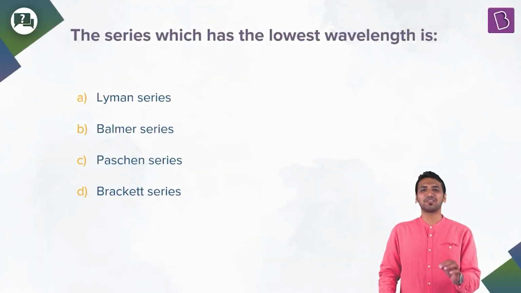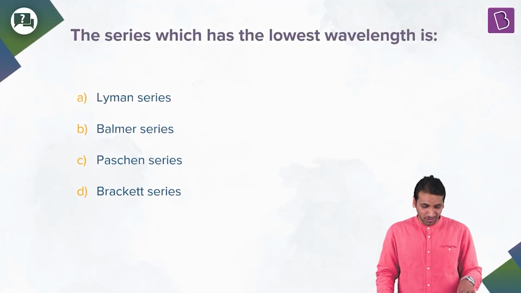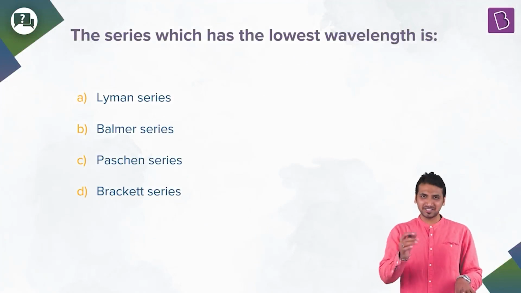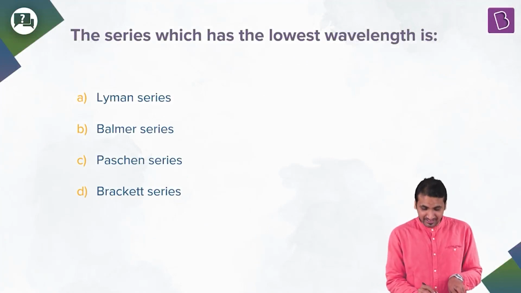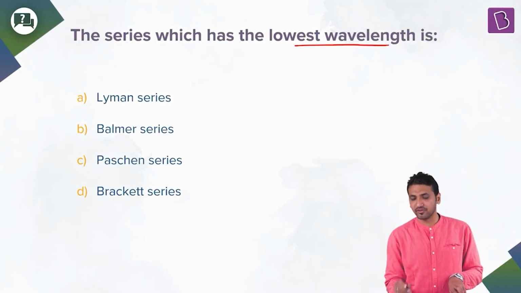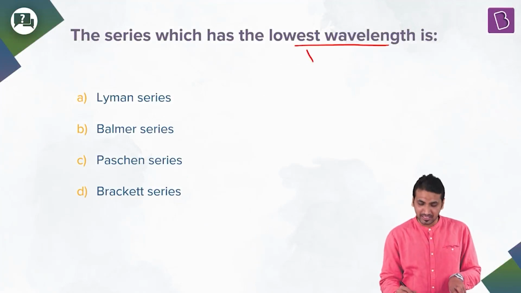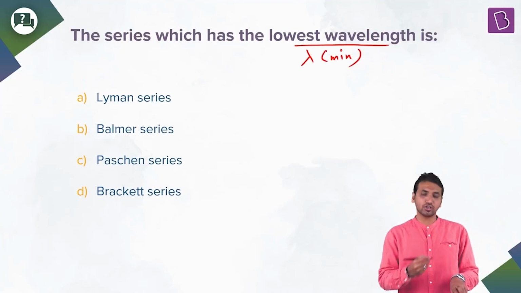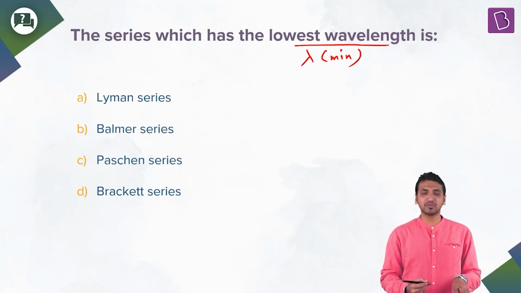Yeah, so here you have a very sweet and simple question on hydrogen spectra series. Let's see what the question says. The series which has the lowest wavelength, that means lambda has to be minimum. And the options say Lyman series, Balmer series, Paschen series and Brackett series.